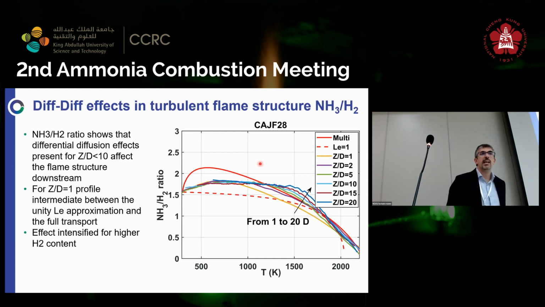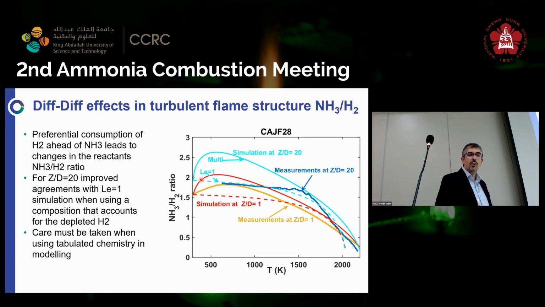But let me go to the case with more hydrogen. Of course, by increasing the hydrogen, the differential diffusion effect will increase accordingly. What's interesting in this plot is that as we move away from the nozzle, from 1 diameter to 20 diameters, we see a region where the ammonia to hydrogen ratio increases, and then it plateaus as you increase the distance. So differential diffusion effects dominate in the near field, as I said, up to 10 diameters. But because hydrogen is being transported away from the center jet, it has an effect also downstream, modifying the composition of the jet.